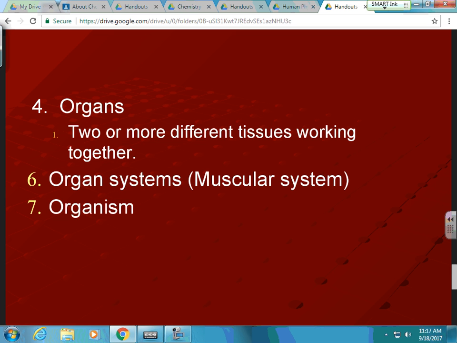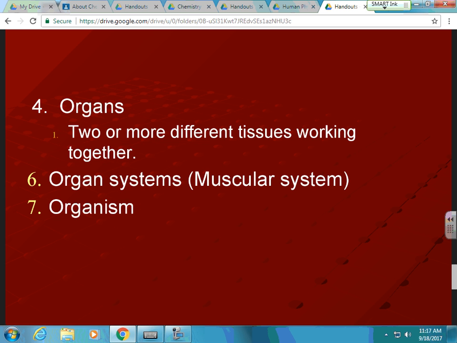And here the numbering should be 4 organs, 5 organ systems, 6 organism. It was doing the automatic bullet numbers, and it messed me up. All right, but so if I take two or more different tissues working together, that thing is called an organ. And if we take different organs that are all working together for some purpose, we call that an organ system.